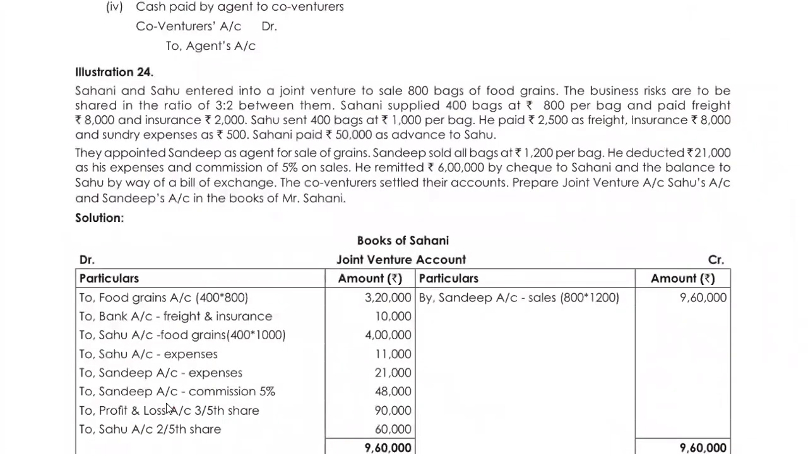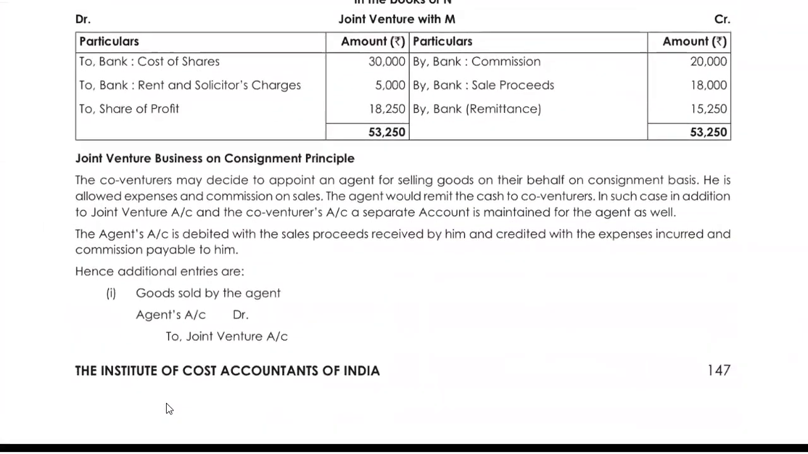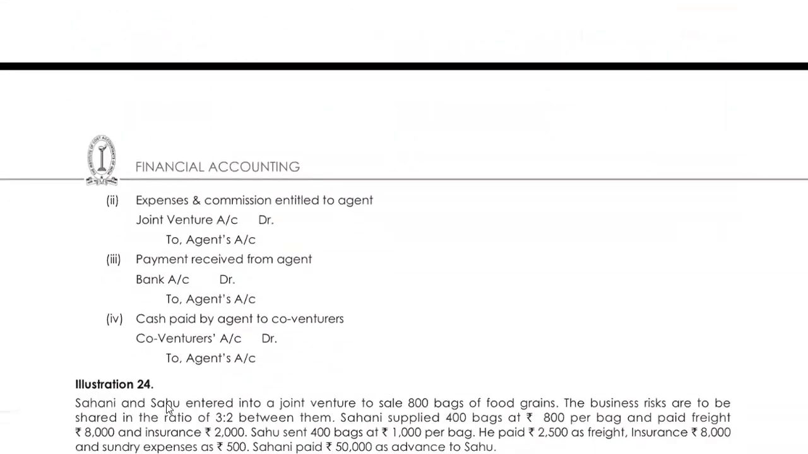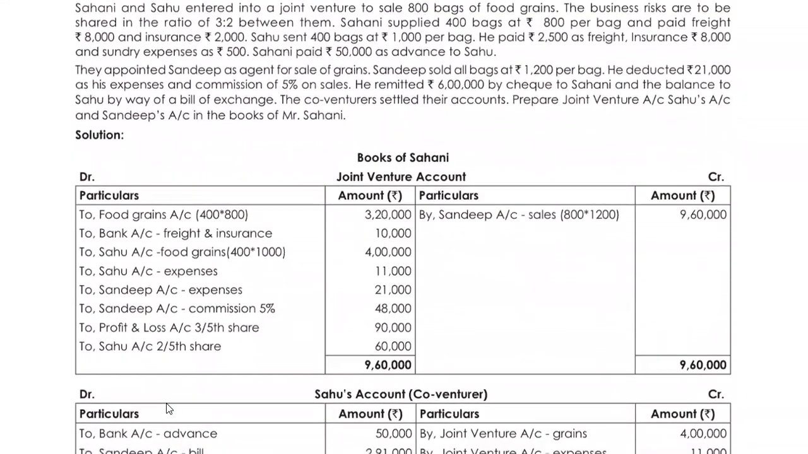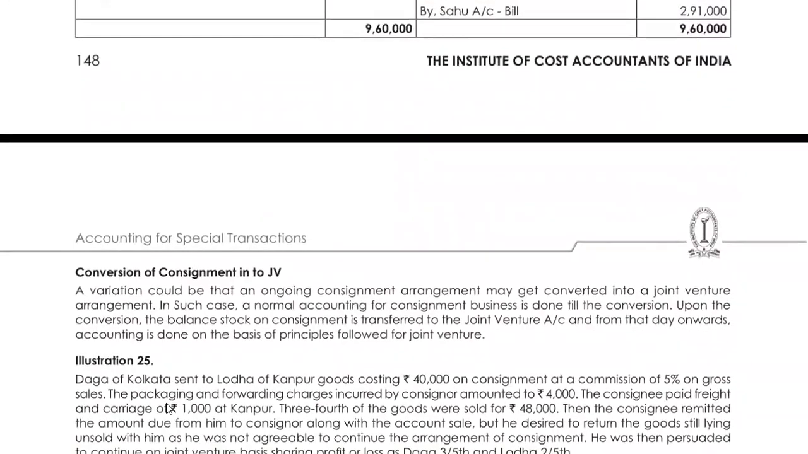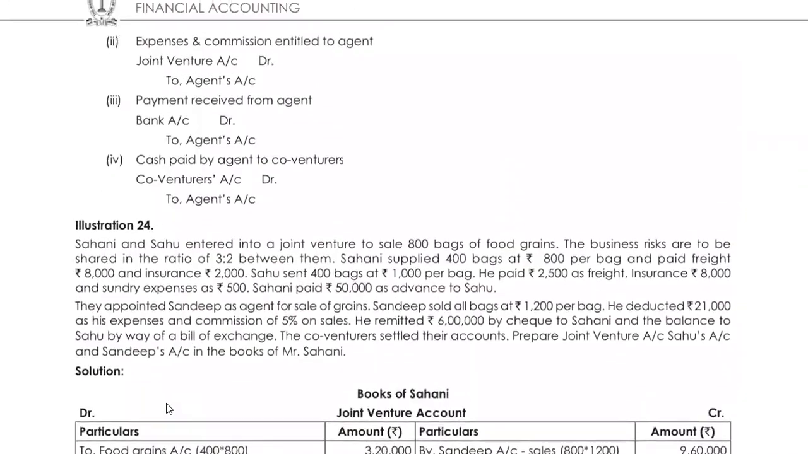This was all there. Now you'll see joint venture business on consignment principle. This topic is there in your book, but this is nothing but consignment accounting. We are just doing the consignment business. We haven't done consignment yet, so should I do it now, or will you understand later, or should I do it after consignment?